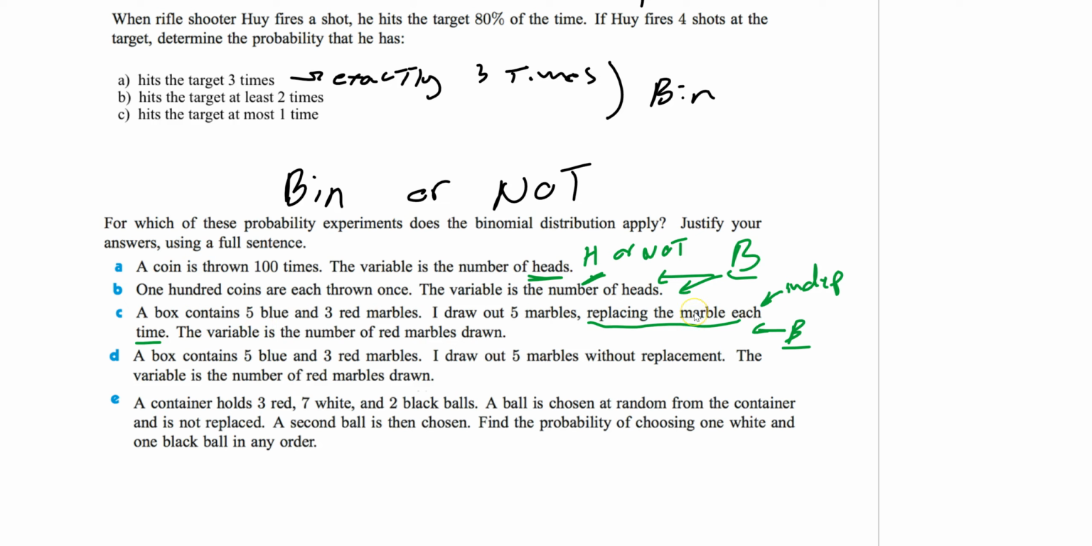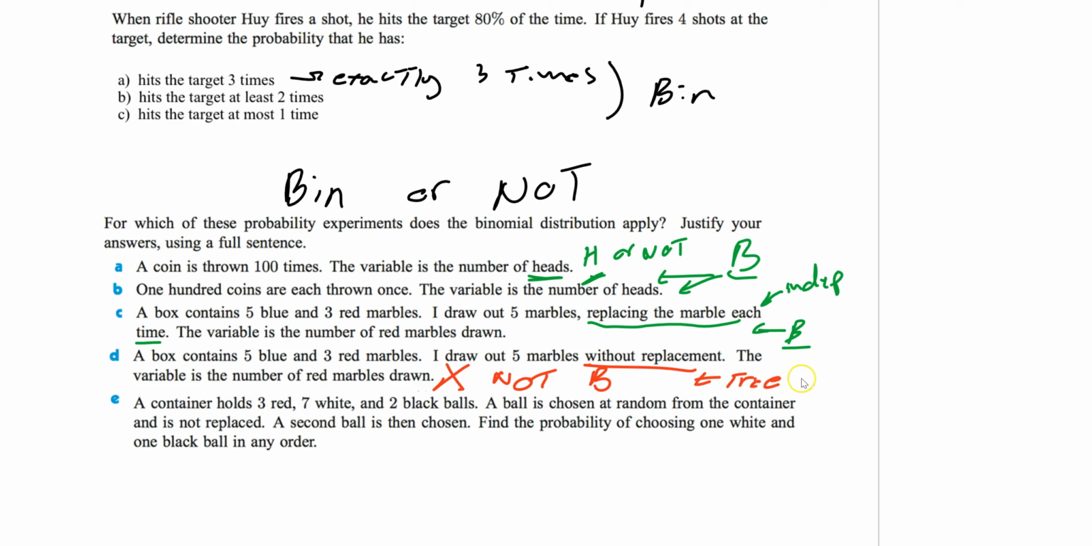It's with replacement. This next one, though, has the exact same setup, 5 blue and 3 red marbles. I draw 5 marbles, but without replacement. That means each time the total amount in the bag gets lower, so it changes the probability. So this one is sadly not binomial. The way we solve this is with a tree diagram.